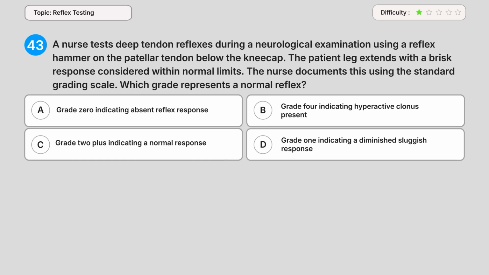A. Grade 0 indicating absent reflex response. B. Grade 4 indicating hyperactive clonus present. C. Grade 2 plus indicating a normal response. D. Grade 1 indicating a diminished, sluggish response.